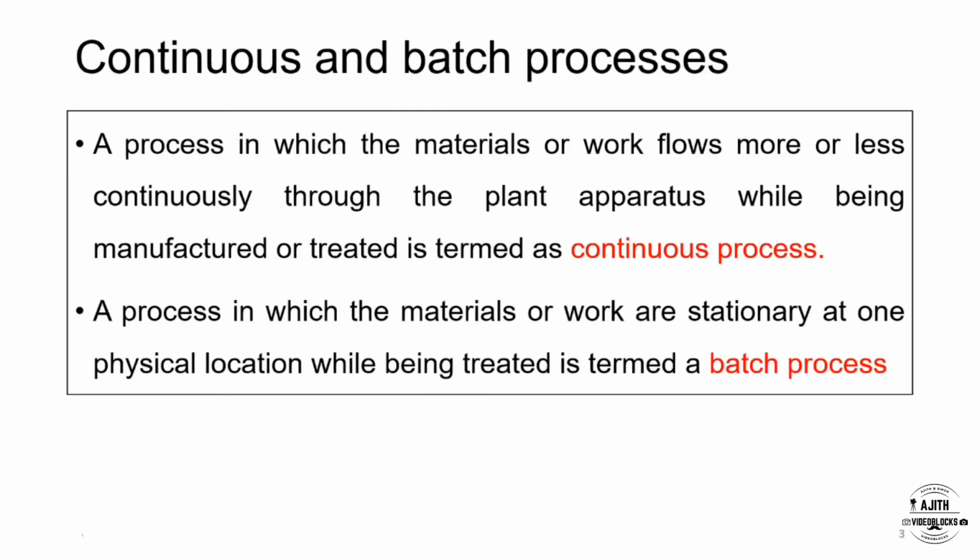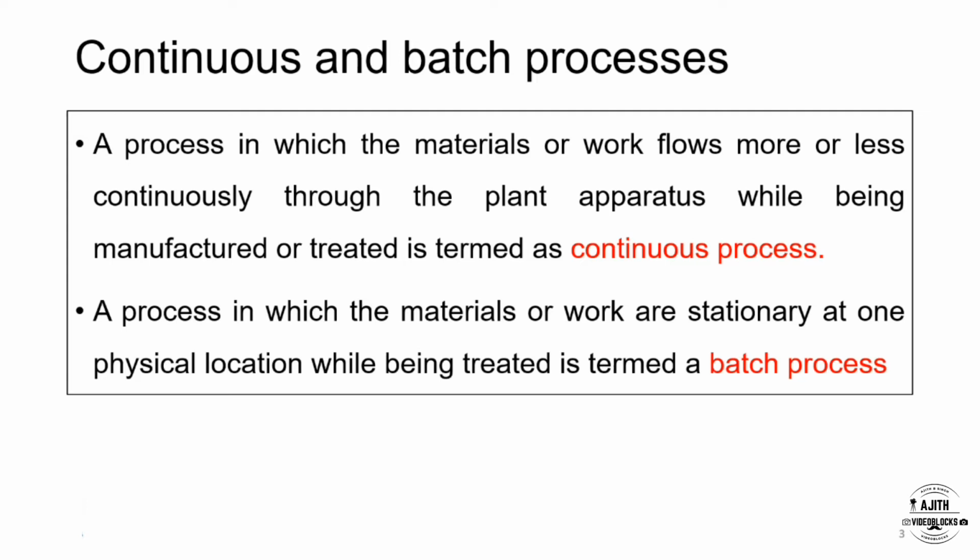Now, as we see the definition of continuous process, it states that the materials or work flows more or less continuously through the plant apparatus while being manufactured or treated. Let us consider a packaging section of any industry. It doesn't stop until or unless any command is given for termination. Similarly, a conveyor on airport baggage delivery is another good example.